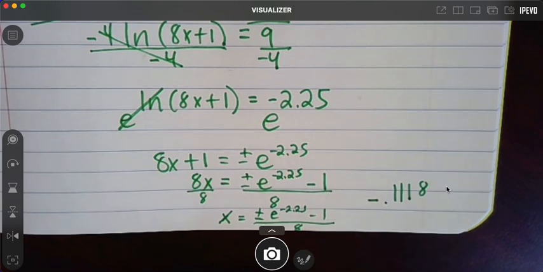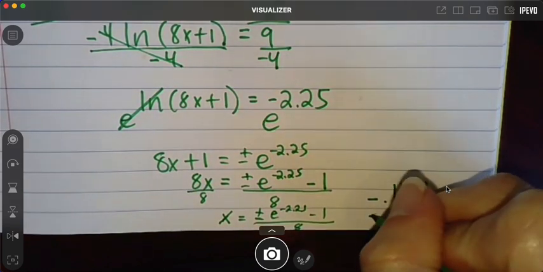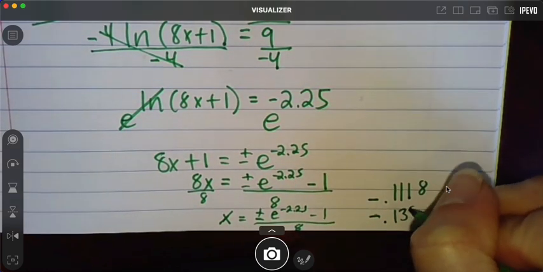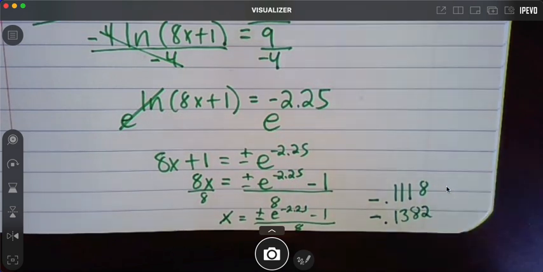Let me try plugging in my negative E now. Negative E to the negative 2.25. Did you close your parentheses? All right, minus 1 divided by 8. And my second answer, 1.3, 2 if I round it up.